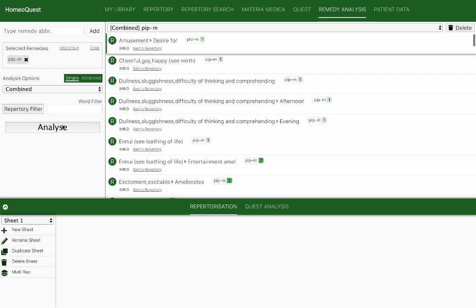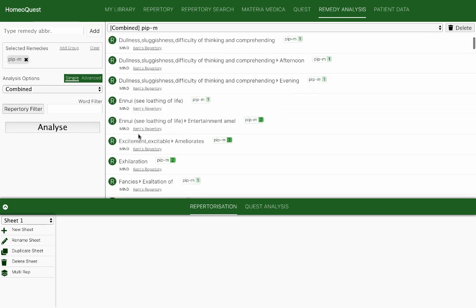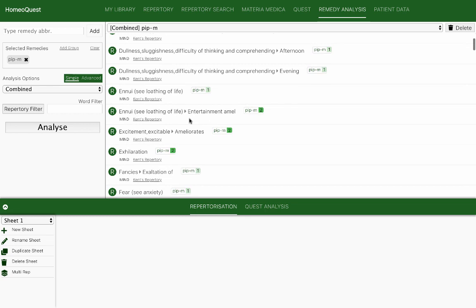When we do that, what we get is the reverse mathematica of Piper from the old masters. All right, and look at the first symptom here, quite interesting, from Ken's repertory: amusement, desire for. Okay, then there's a lot of cheerfulness. We go down, there's a lot of dullness, there's a lot of excitement. Look at this: loathing of life, but entertainment ameliorates.